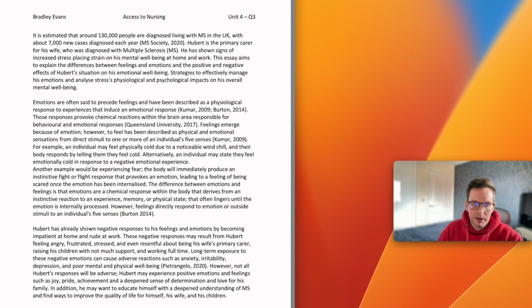Emotions are often said to precede feelings and have been described as a physiological response to experiences that induce an emotional response. Those responses provoke chemical reactions within the brain, responsible for behavioural and emotional responses. Feelings emerge because of emotion. However, to feel has been described as a physical and emotional sensation from direct stimuli to one or more areas of an individual's 5 senses.